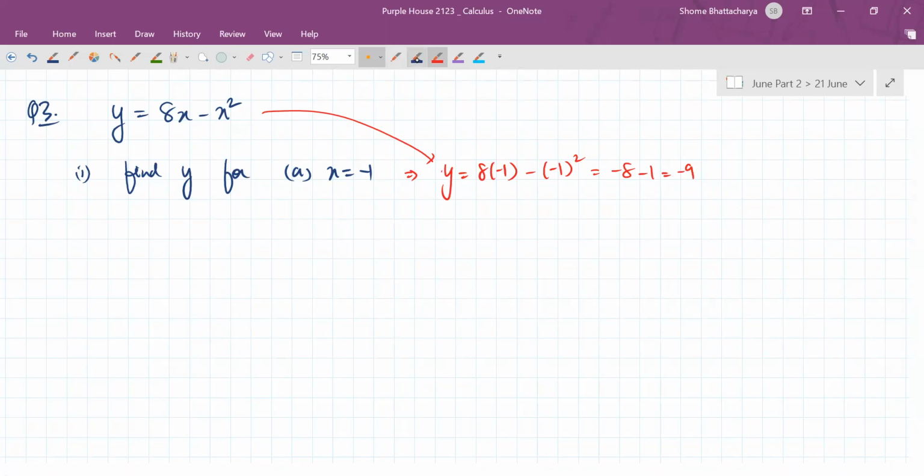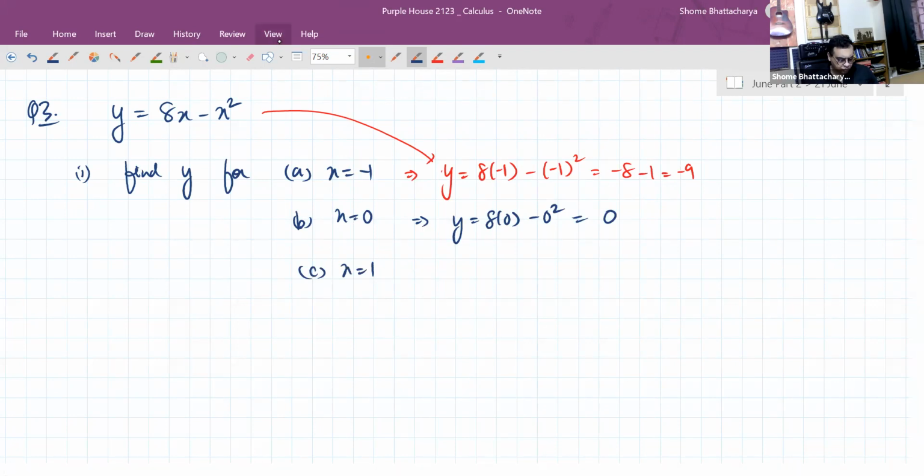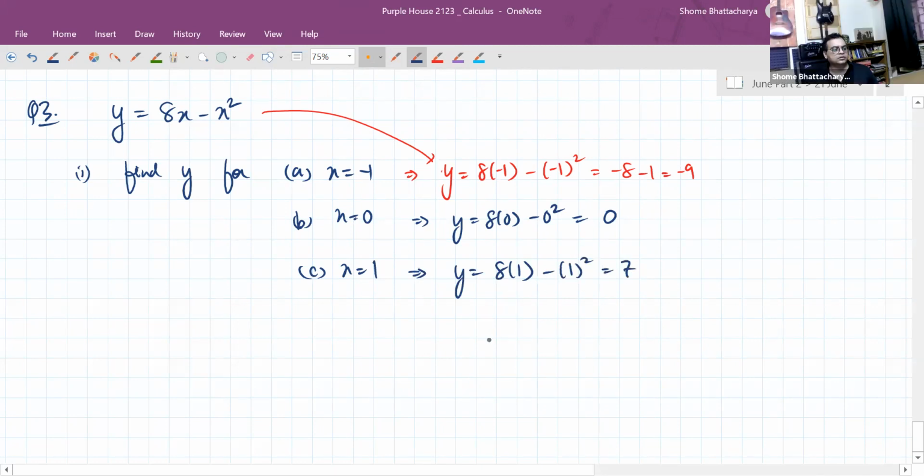Okay. Similarly, x equal to 0. You will see y will become 8 into 0 minus 0 square. So that's 0. Similarly, x equal to 2. So all these points you have to plot. I'll just do a few of them. I've sent you the solution anyway, so you can check out the values for all of them. So this will become 7.